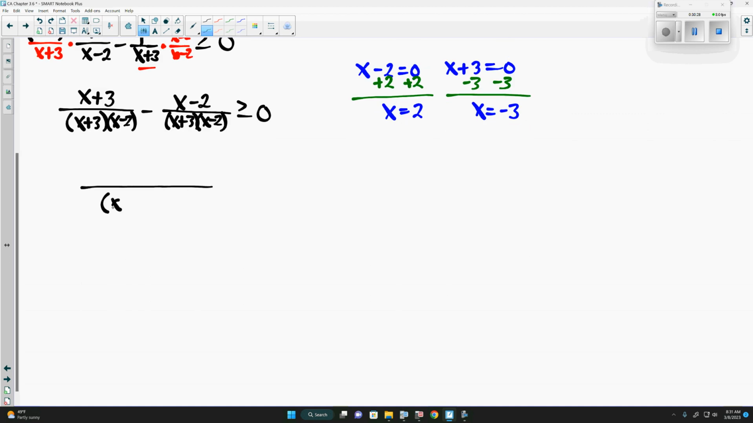Now at this point, we can subtract the two numerators. So we'll have x plus 3 minus x minus negative 2, which is the same as plus 2. And what's x minus x? x minus x is 0. So those two will cancel each other out, leaving us with 3 plus 2, which is 5.